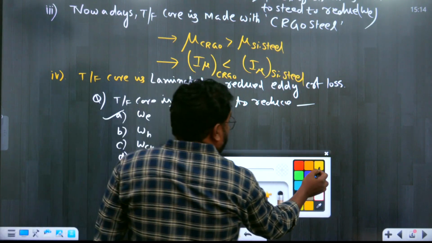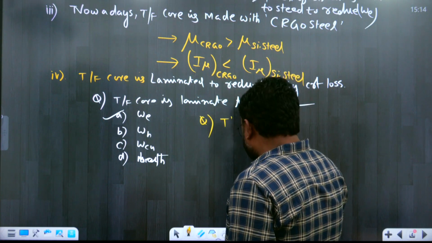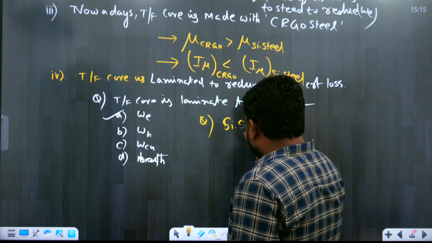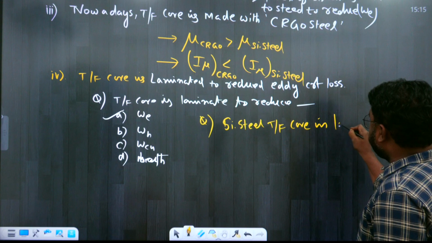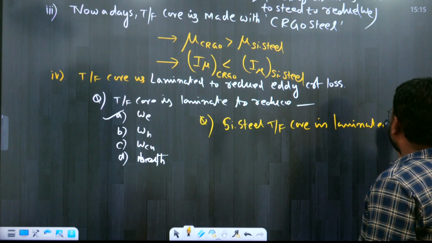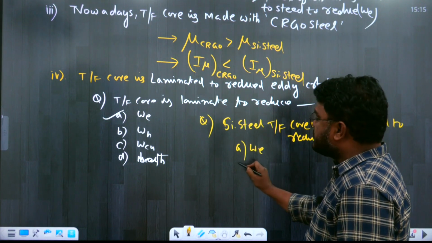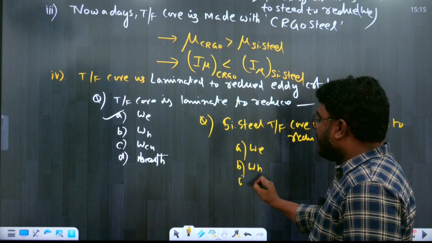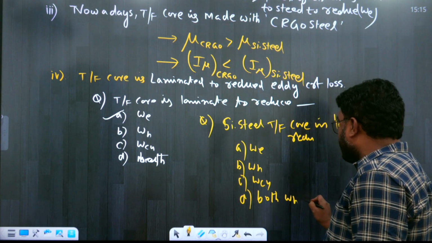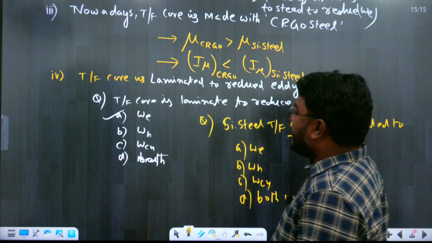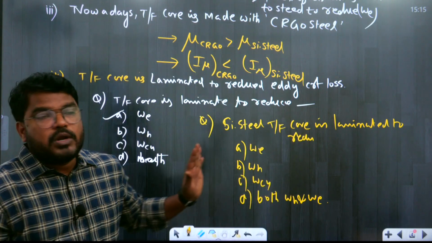And next, the same question, with another possibility: the silicon steel transformer core is laminated to reduce ___. Options are given: suppose A, eddy current losses; option B, hysteresis losses; option C, copper losses; and option D, both the hysteresis loss and the eddy current losses. Now what is the answer for this question? The transformer core is laminated to reduce eddy current losses. There is no doubt at all.